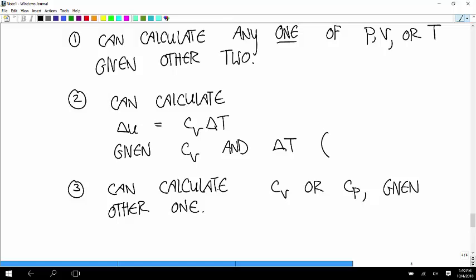Number two, remember that to use this formula, that CV can't change a lot. So this is for a CV that doesn't change much over the desired change in temperature.